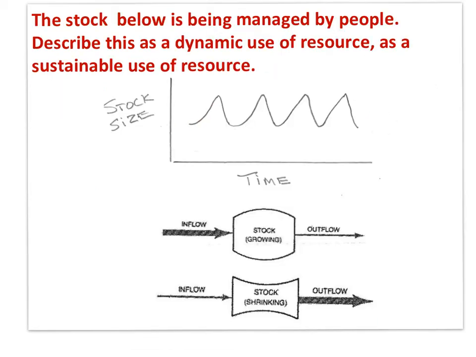But if a managed system grows because the inputs are greater than the outputs, then the growth can be harvested, just the growth. And if this pattern repeats itself over and over, the system can be maintained in a steady state equilibrium. The harvest is called a yield and is, according to this diagram, sustainable. The harvest is equal to net production.